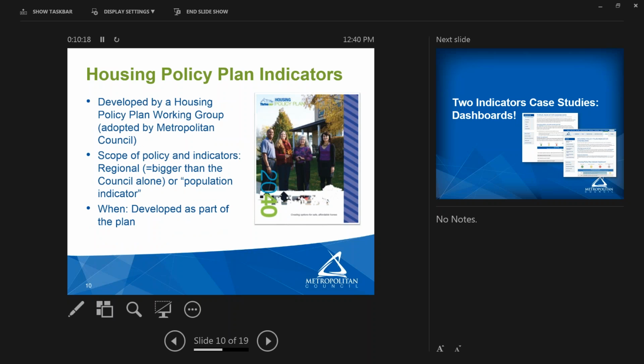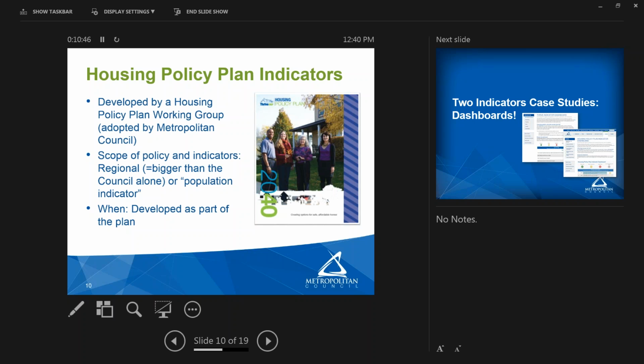The Housing Policy Plan, in contrast, was primarily developed by a working group that included some council members and a lot of members of partner agencies, advocates. It was ultimately adopted by the Metropolitan Council, but as a result of that difference, the indicators actually appear in the plan itself. So in here we actually have the tables of background information, numbers up to plan adoption, our little chart lines of where we were up to that point.